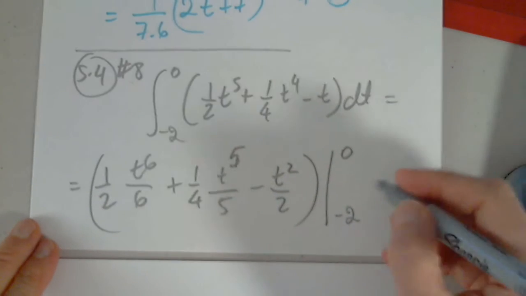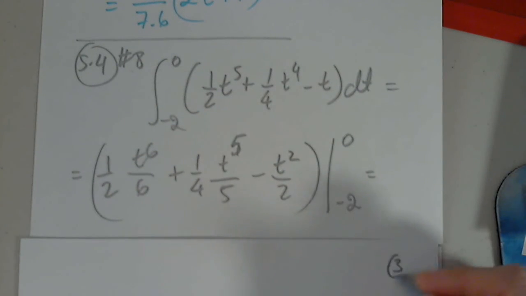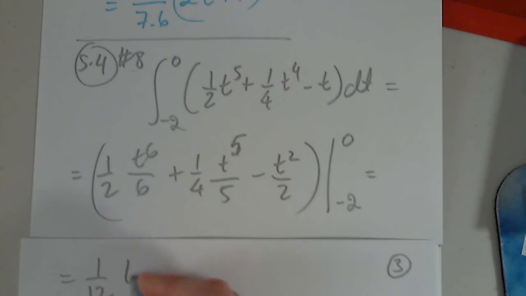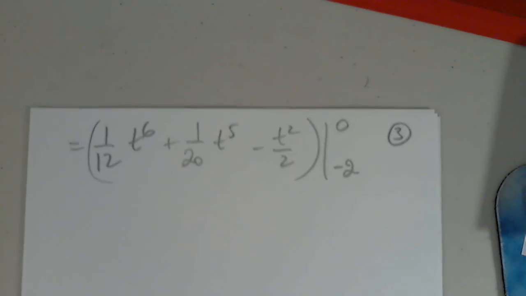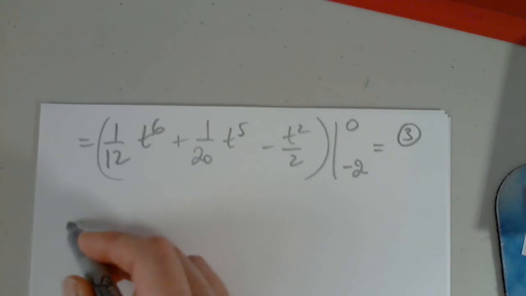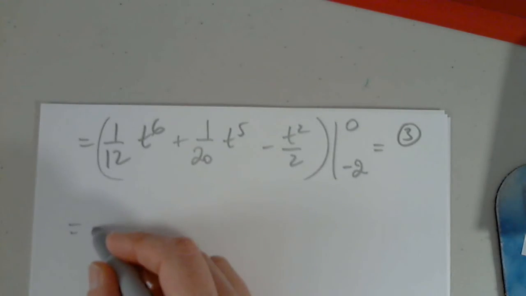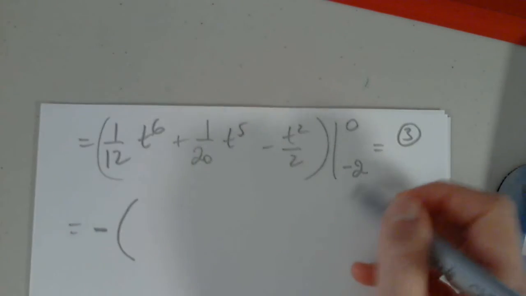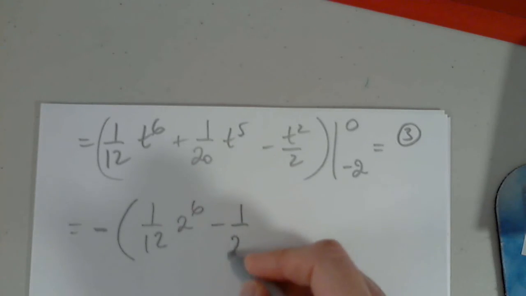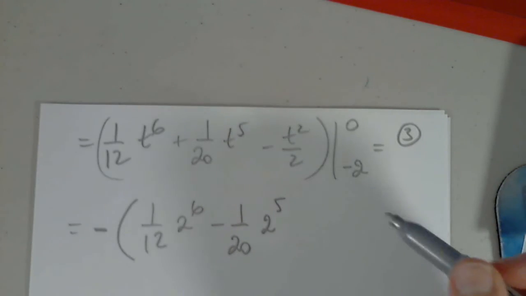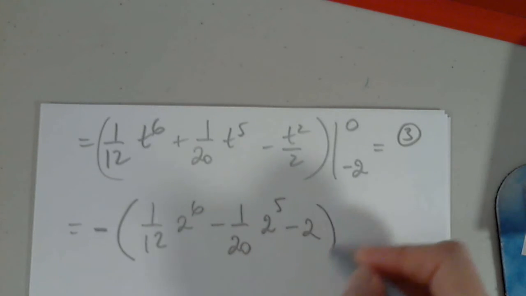I will clear it up a little bit before I plug in the numbers. So 1/12 t to the sixth plus 1/20 t to the fifth and minus t squared over 2. Okay. When I plug in 0, it's all 0, but I cannot forget about the minus. When I plug in -2, 1/12, 2 to the sixth, minus 1/20, 2 to the fifth, and this is 4/2 is 2.